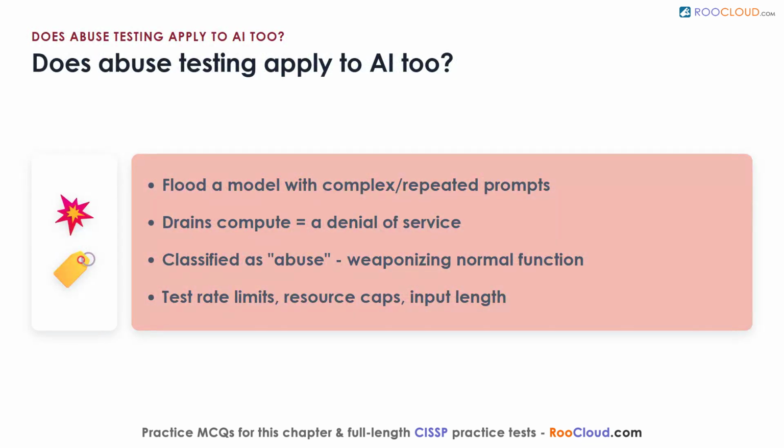Does abuse testing apply to artificial intelligence too? Very much so, with its own twist. A dangerous misuse of a language model is flooding it with overly complex or endlessly repeated prompts, deliberately draining its computing resources until it can no longer serve anyone. That resource exhaustion is a form of denial of service, and it counts as abuse, taking the model's normal function and weaponizing it. So misuse testing for these systems must probe rate limits, resource caps, and input length restrictions. You are checking that the model cannot be bled dry by a flood of demands.